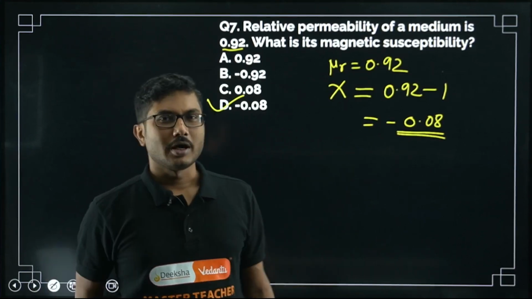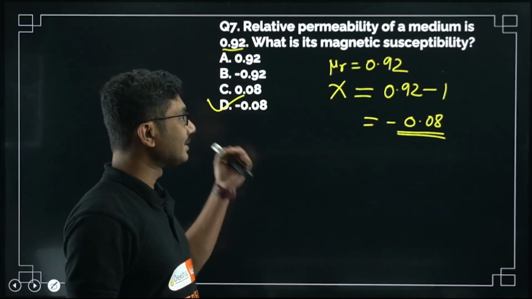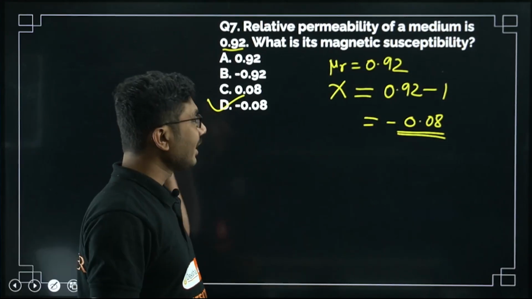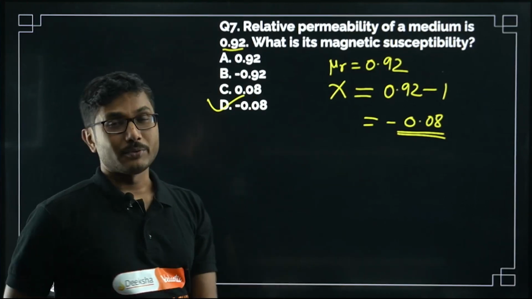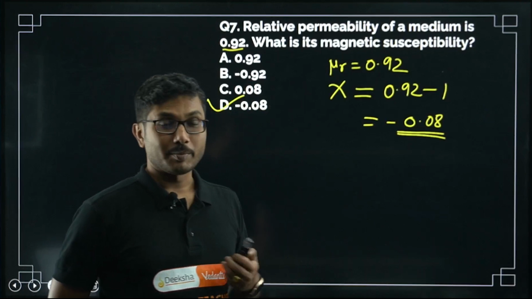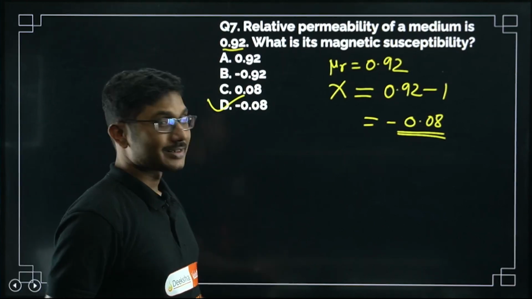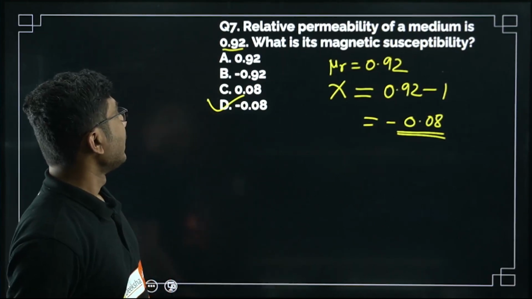So just to give you a feel that susceptibility can be negative. This problem is given, so be careful and tell me what type of material this is. You know the type, just answer it in the comment. Next question.